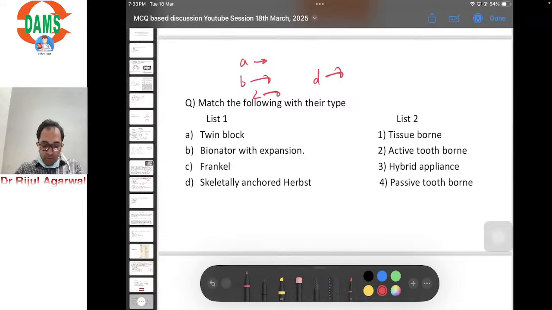Twin block. So out of list 1 you have to match with list 2. So what will be the match with twin block? 1, 2, 3 or 4? Bionator with expansion, Frankel, skeletally anchored herbst. So in the comments you can write A with 1, 2, 3, 4, B with whatever is your idea, and I will check. Okay, so A with 4.